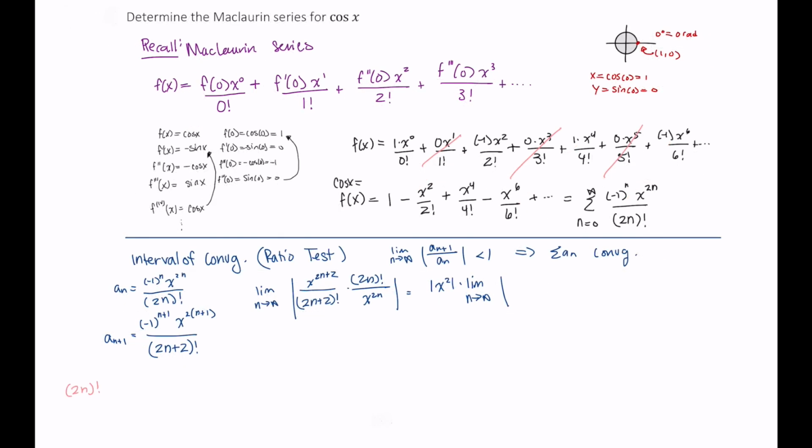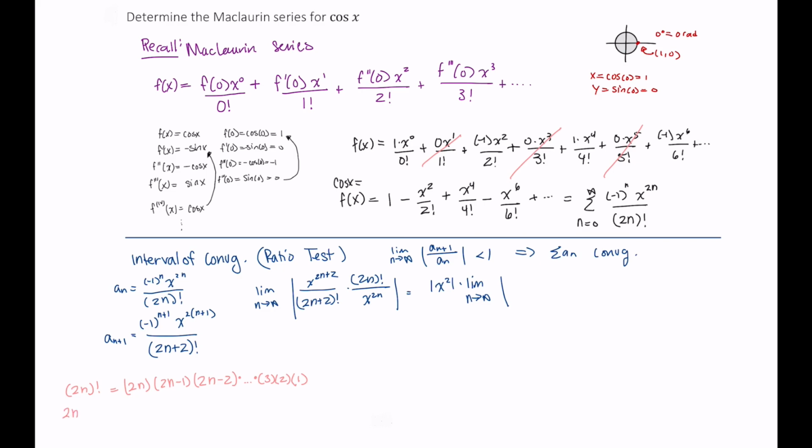2n factorial is equal to 2n times 2n minus 1 times 2n minus 2, and so on. Not plus, excuse me, this is multiplication, until we get to multiplying by 3, by 2, by 1. We're basically multiplying by the original number less 1 until we get to 1.